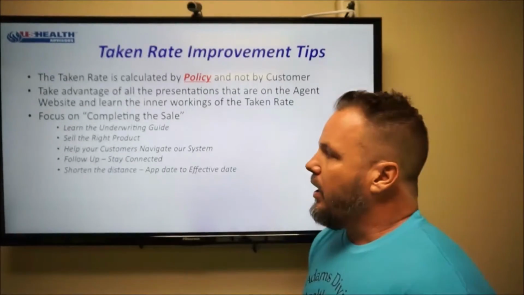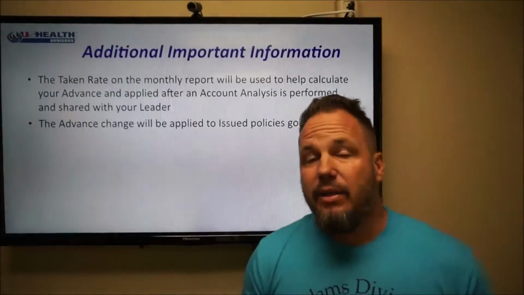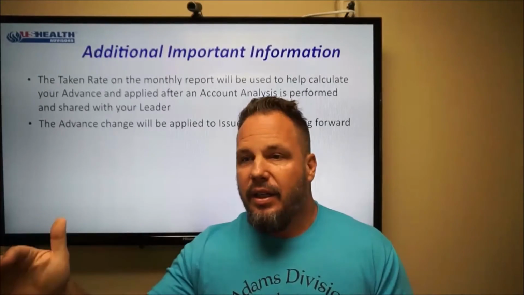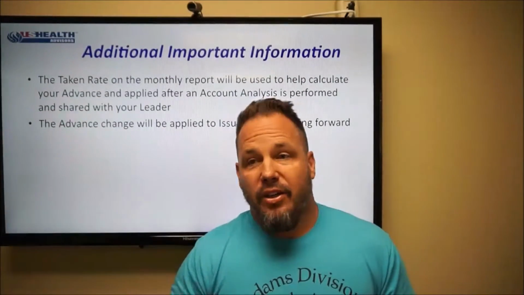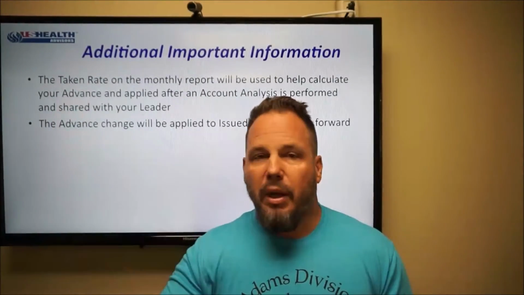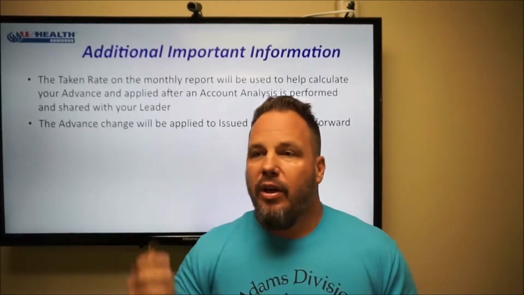Stay connected with the client for sure. Every month I get a report. In fact, I got it today. I get a report from Bill Wood saying, hey, these are the taken rates. When you have a taken rate that's below 60%, they're going to change your advance. So if you're on an 8-month advance, you got a 60% taken rate, you'll stay there. If you've got a 50% taken rate, you're going to come down to maybe a 7-month advance. If you got anything below a 50% taken rate, you're going to go to a 6-month advance. It affects your weekly income, it affects your monthly income, it affects your lead flow, it affects everything.